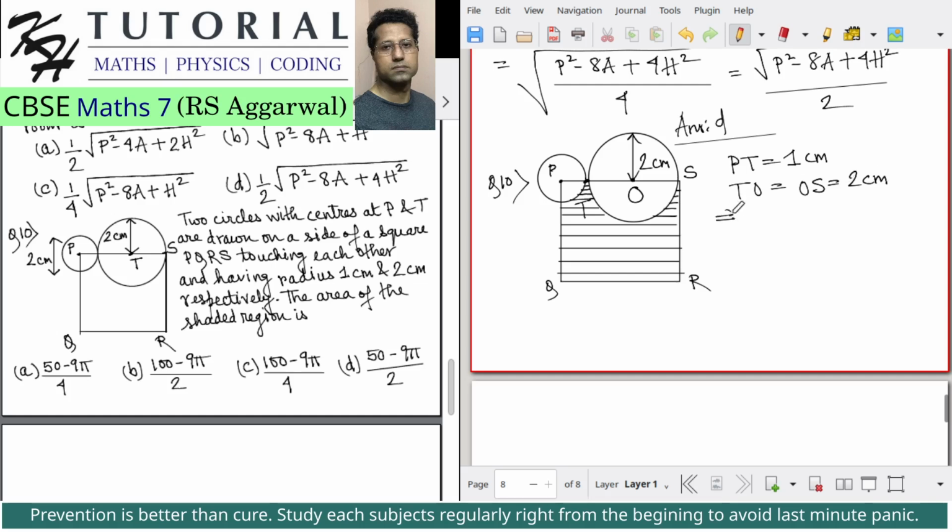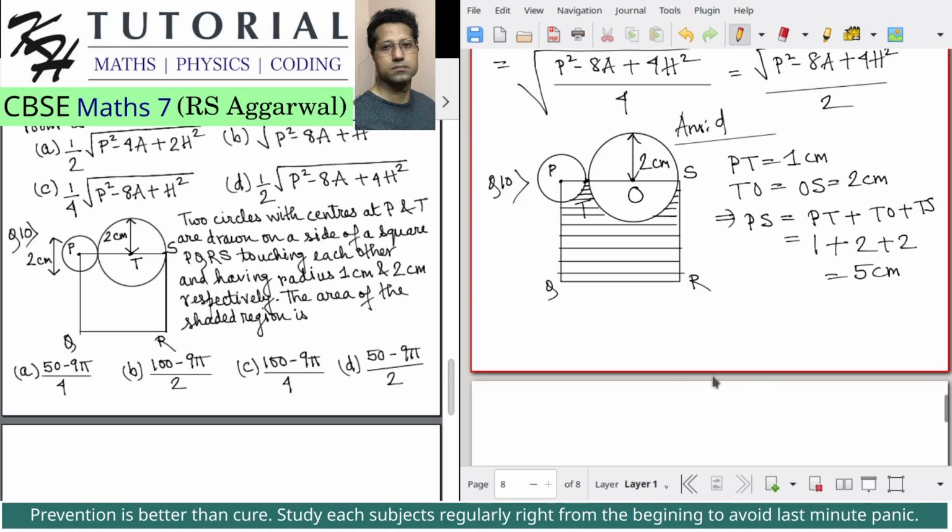So this implies that the length of the side of the square PS is equal to PT plus TO plus TS. PT is 1, TO is 2, and TS is also 2. So this is equal to 5 centimeter. So the length of the side of the square is 5 centimeter.